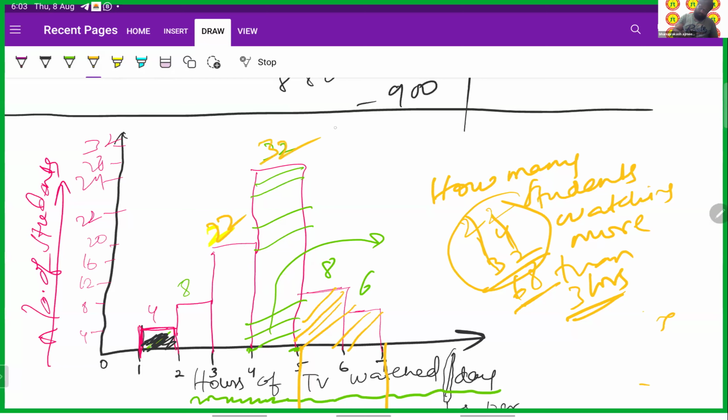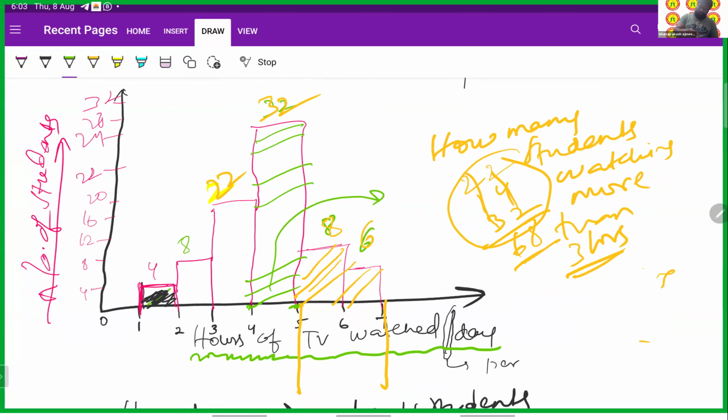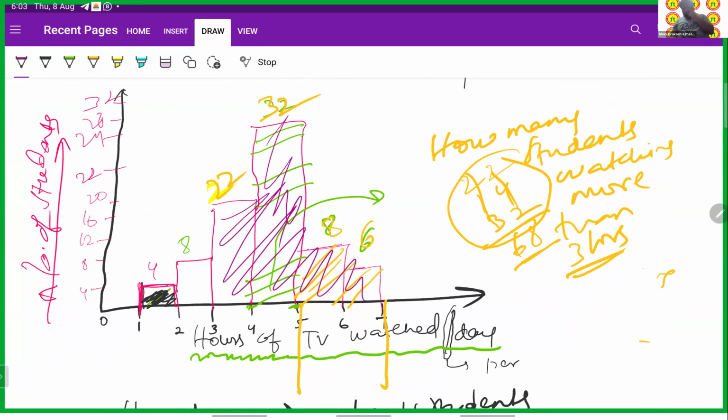22, 32, 8 plus 6. So if I go now, this will be my consideration. What if I tell you more than 2 hours? Just add 68 plus 8, that is 76. Yes, sir, 76. More than 1 hour, 76 plus 4, 80.